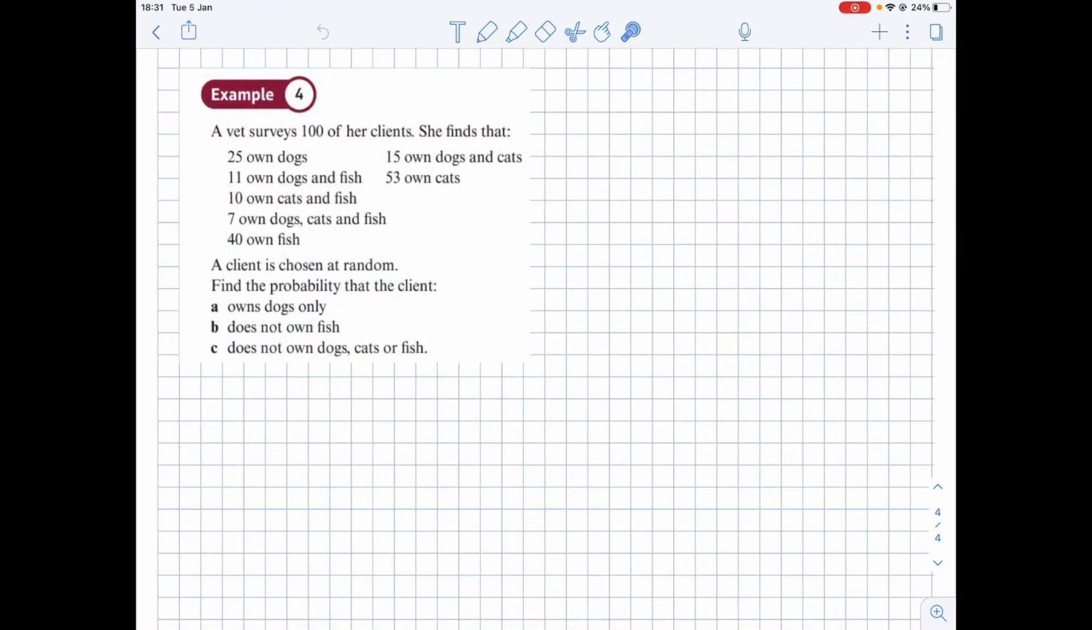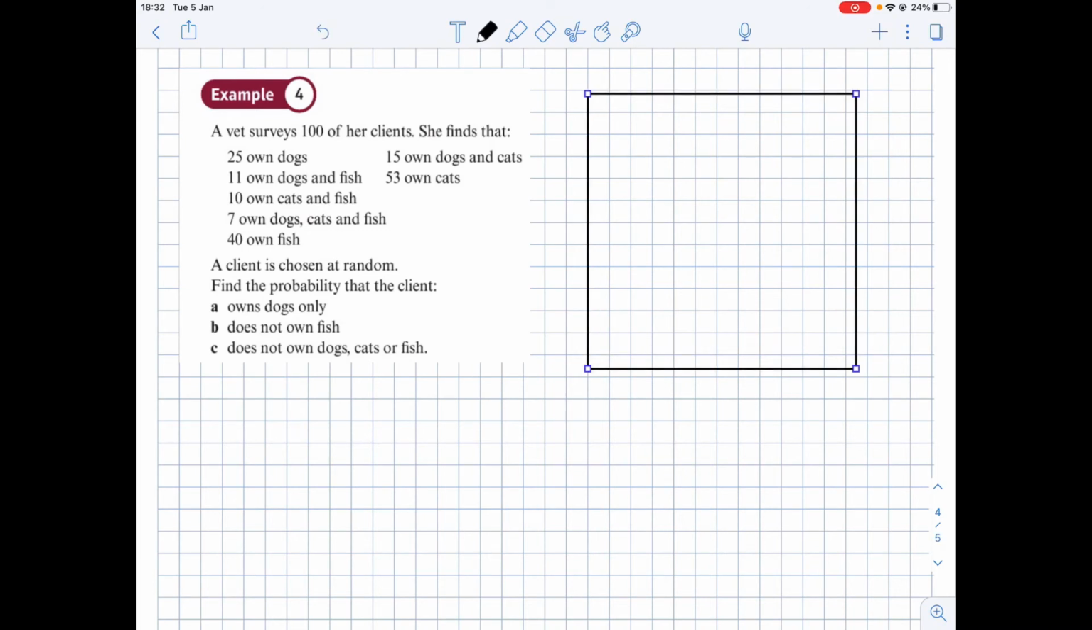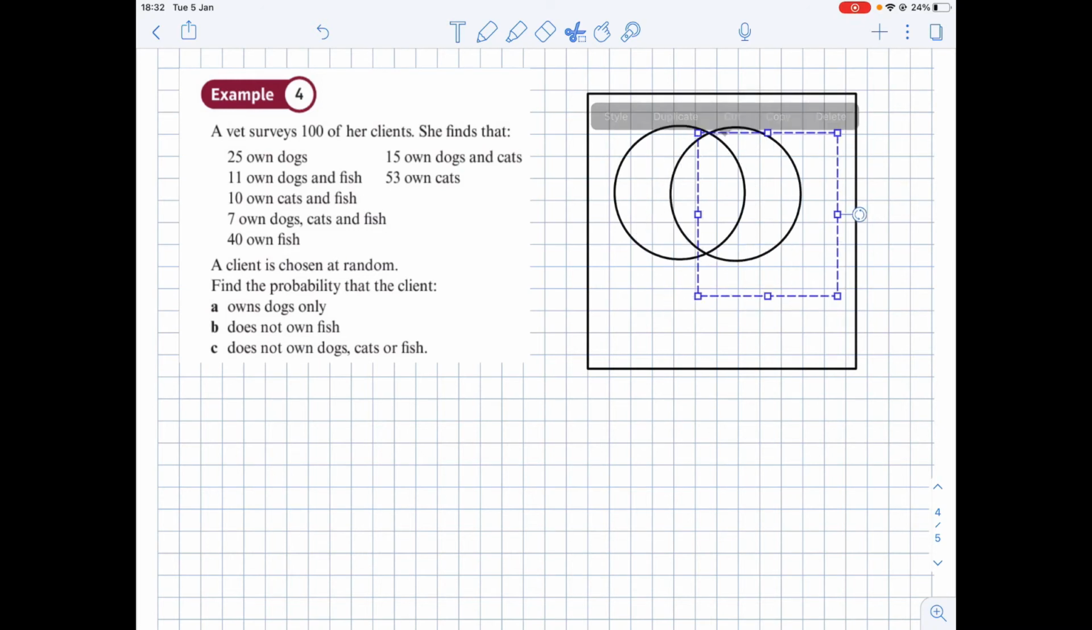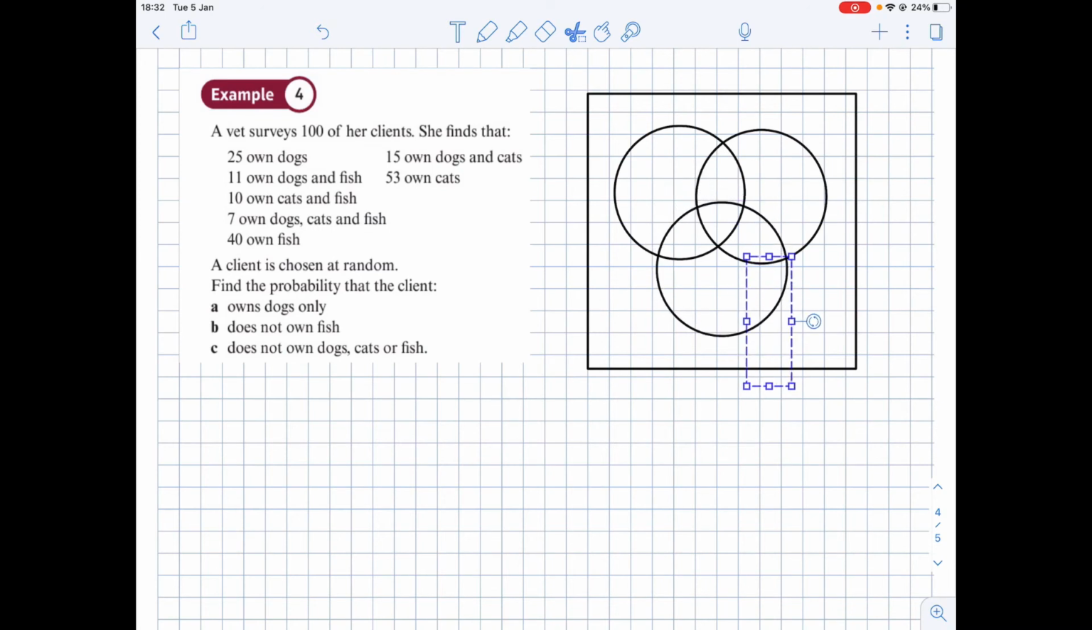In example 4, a vet surveys 100 of her clients, so the sample space total is 100, and she finds the following. Here we can see that we have dogs, fish and cats. We're not explicitly told to draw a Venn diagram, however, quite often you'll find it is very helpful to draw one. So, drawing our Venn diagram, we have 3 different outcomes, so I'm going to assume that they will overlap. If any of the regions are 0, we can just put a 0 in and we'll label that as such.